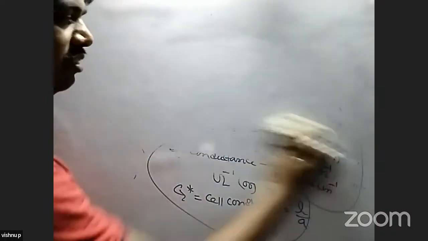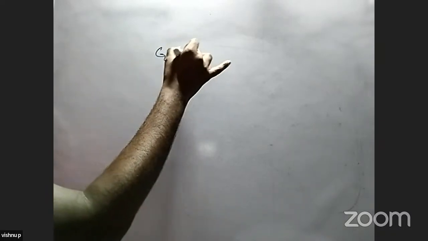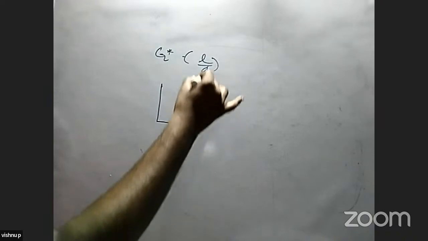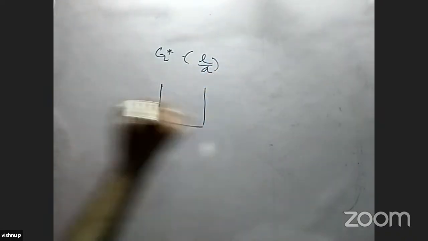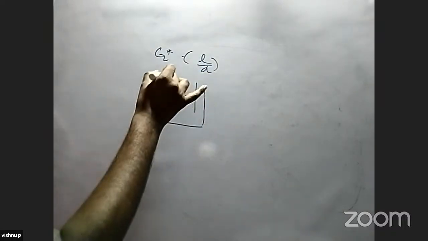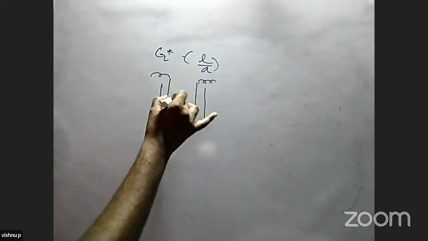So the next concept is how to find the cell constant, because it is experimentally determined. G star is the cell constant, that is L by A. So, methods to find the cell constant of an electrolytic cell. Here we take an example, a standard potassium chloride solution. Two platinum electrodes are used, and the distance between them is L.